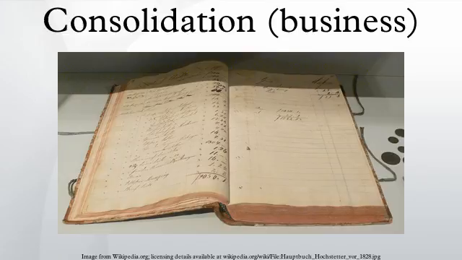In business, consolidation or amalgamation is the merger and acquisition of many smaller companies into much larger ones. In the context of financial accounting, consolidation refers to the aggregation of financial statements of a group company as consolidated financial statements. The taxation term of consolidation refers to the treatment of a group of companies and other entities as one entity for tax purposes.